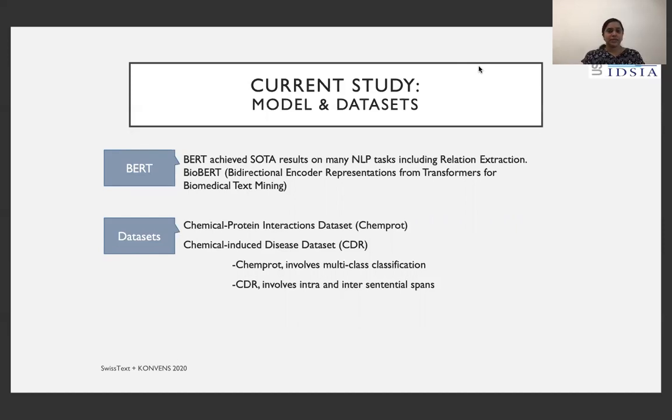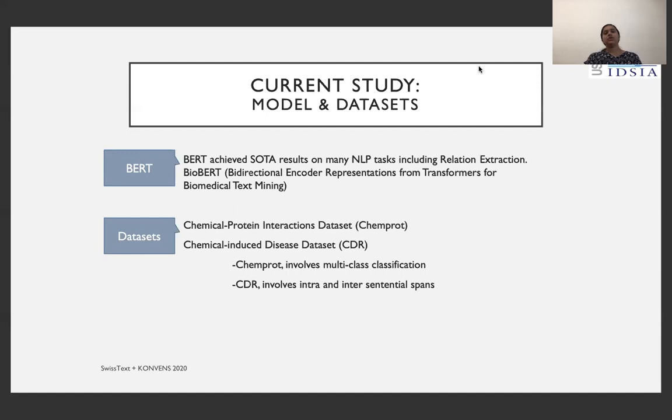For the present discussion, we will be focusing on BERT model because it has achieved the state-of-the-art results on various NLP tasks, including relation extraction. Specifically, we had used BioBERT, which is the bidirectional encoder representation for biomedical text mining. And we had used two main datasets, chemical protein interactions dataset and chemical induced disease dataset for our studies.